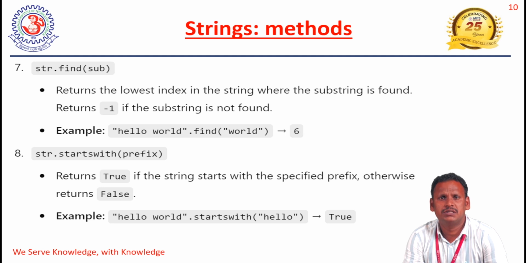The next method is startswith. It takes the argument as a prefix string. If the string starts with that prefix value, it returns true. Otherwise, it returns false. It is a Boolean method. I am taking an example, hello world, and I am checking whether it starts with hello or not. Yes, it starts with hello, that's why it returns true. If it does not start with hello, it returns false.